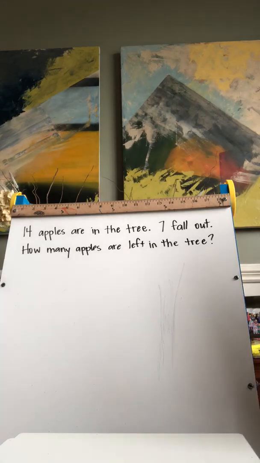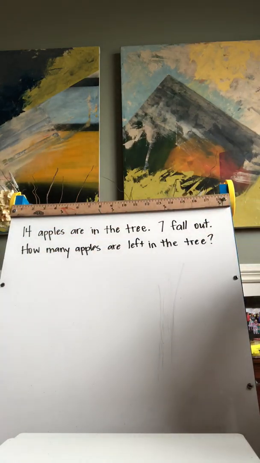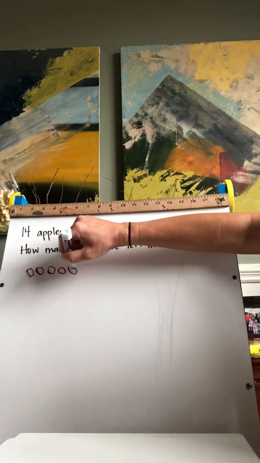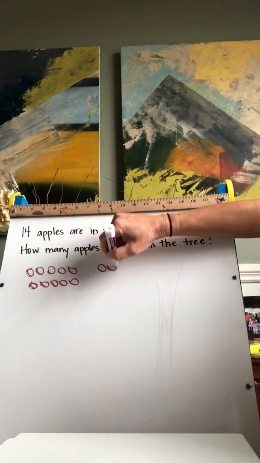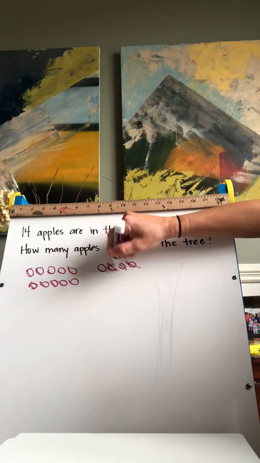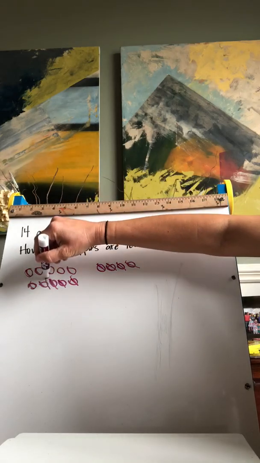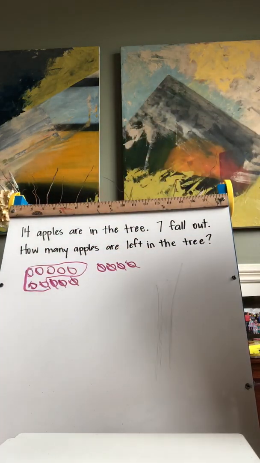So the first thing that I can see is 14. And then I know that 7 fall out. So I might start out like this and show 14. And then I could mark out 7 of them. 1, 2, 3, 4, 5, 6, 7. Well, now I can see very easily how many apples are left in the tree.